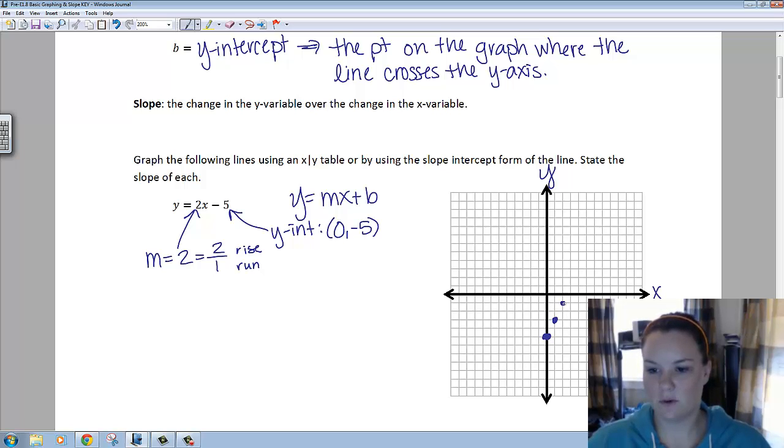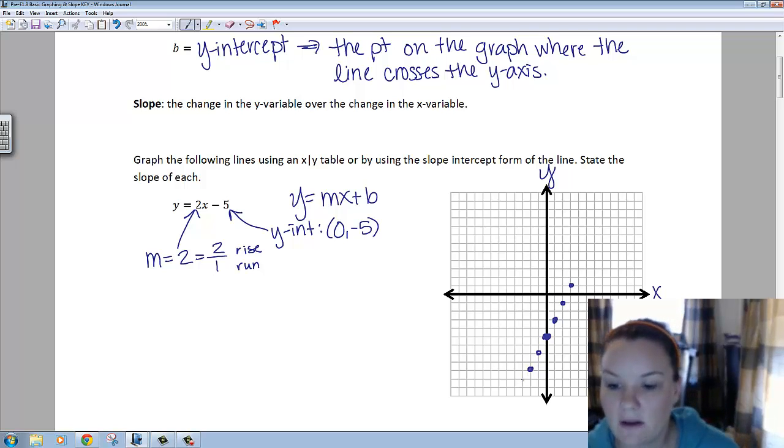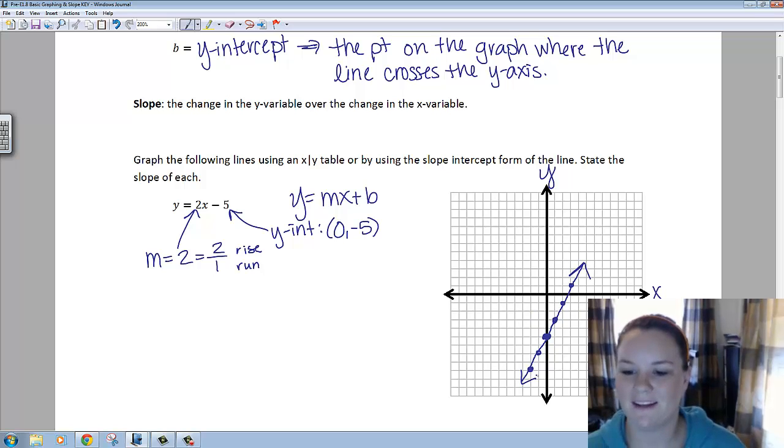Up 2 forwards 1 gives me this point. Up 2 forwards 1, and I can keep going and going and going. Or I could go in the backwards direction. Instead of going up 2 forwards 1, I could go down 2 backwards 1. Okay, so here I'm just going to go down 2 backwards 1, down 2 backwards 1. Okay, and then once we have all of our points, then we just connect our dots with a straight line, which hopefully yours is a little bit straighter than mine, and we're done.